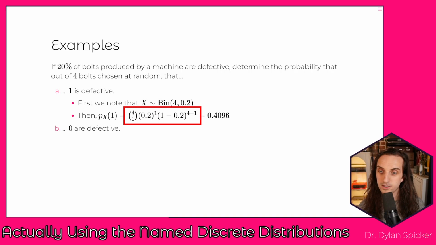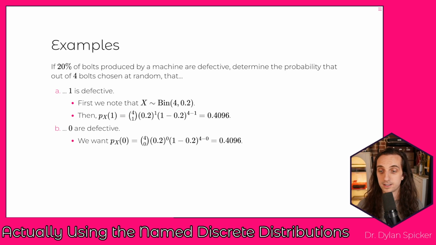So similar to what's going on with this, except instead of plugging a 1 in, we plug a 0 in, and that would give us the probability that there are 0 defective items. So we plug in 0 into our PMF, and it turns out that in this case, that's also 0.4096. That's not always going to happen, but based on these numbers here, that does work out.